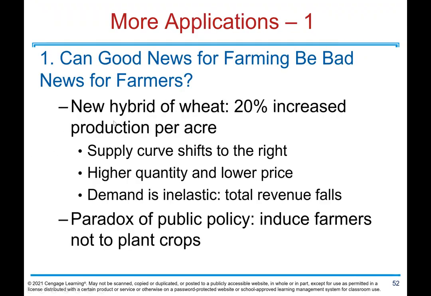More applications. Number 1, can good news for farming be bad news for farmers? A new hybrid of wheat brings a 20% increase in production per acre. The supply curve shifts to the right. Higher quantity means lower price. Demand is inelastic, so total revenue falls. Paradox of public policy: induce farmers not to plant crops.